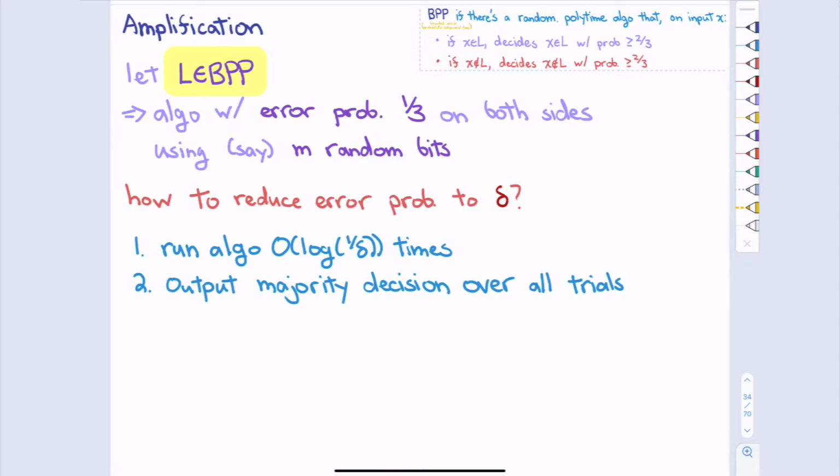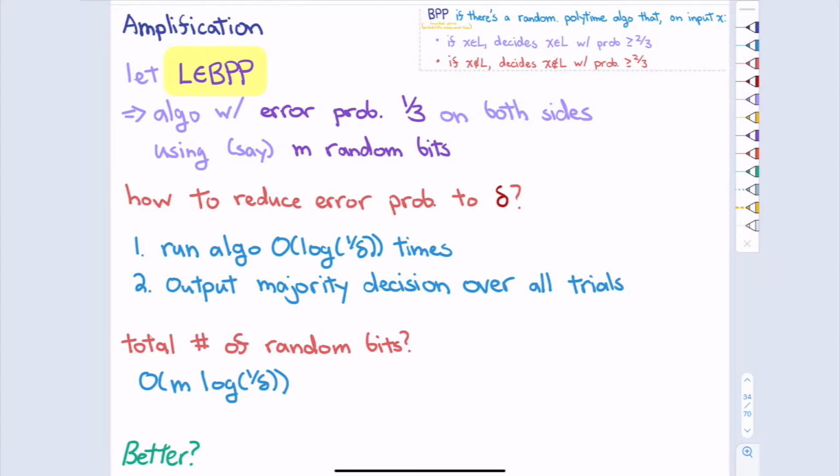Same question as before. How many random bits do we need? Don't be shy. I know you. Same. And then again, the same question. Can we do better?